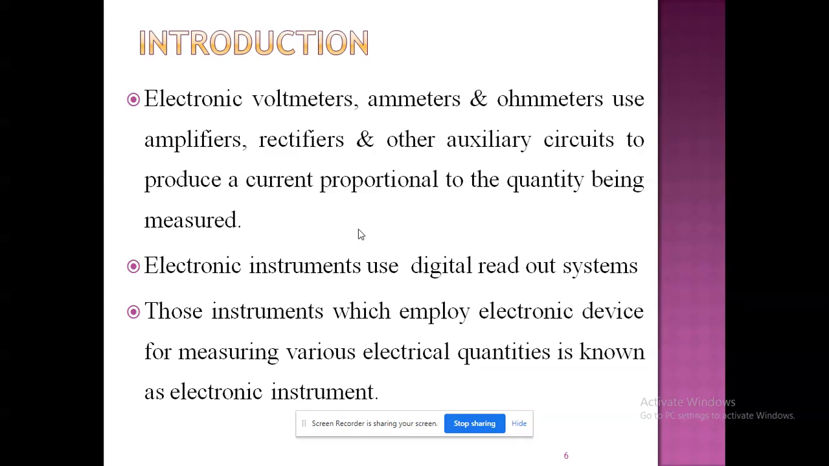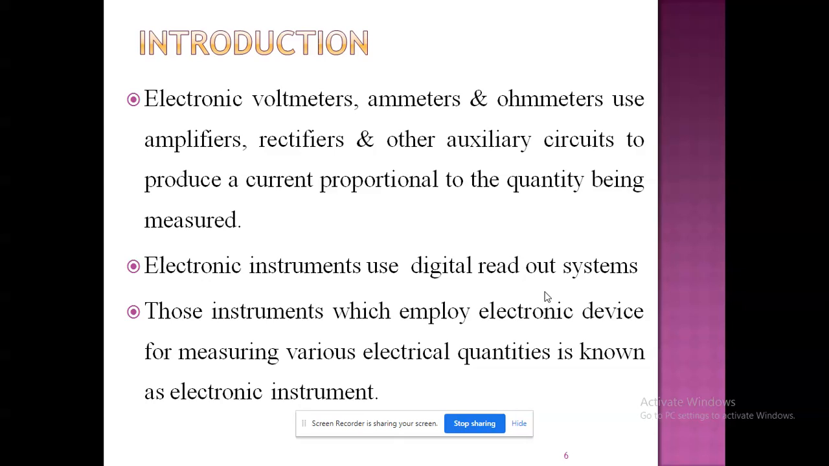Electronic voltmeter, ammeter, and ohmmeter use amplifiers, rectifiers, and other auxiliary circuits to produce a current proportional to the quantity being measured. This current is measured by a permanent magnet moving coil instrument. This is the analog mode of operation of electronic instrument and therefore they are appropriately called analog instruments. However, electronic instruments use digital readout system and therefore they are called digital electronic instrument.